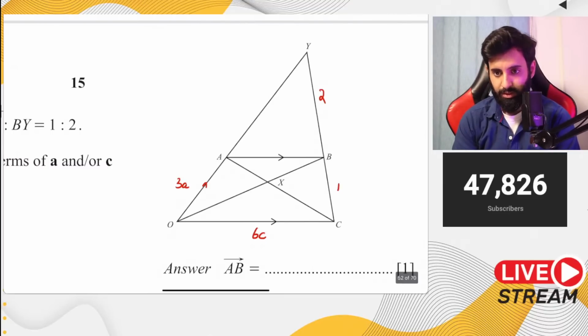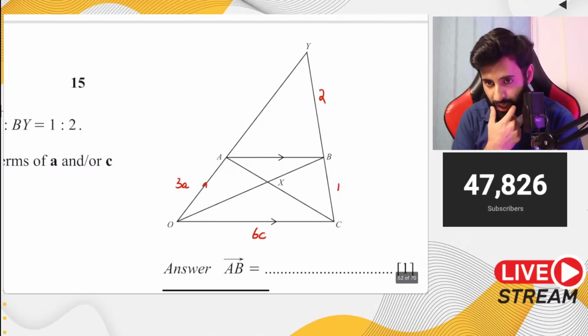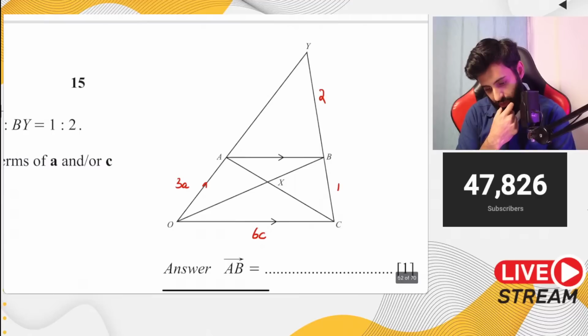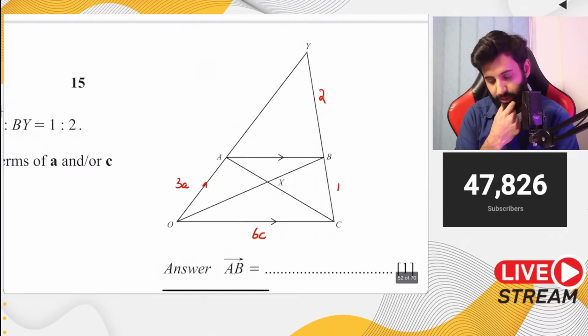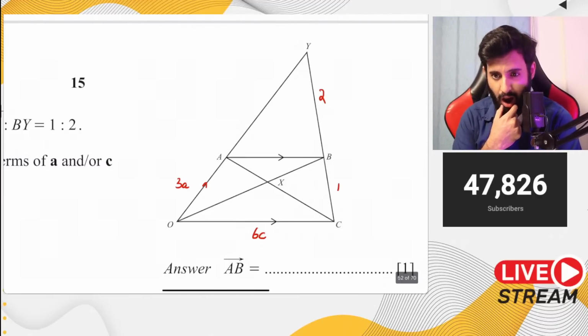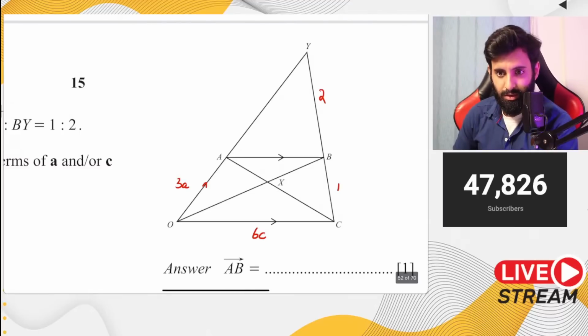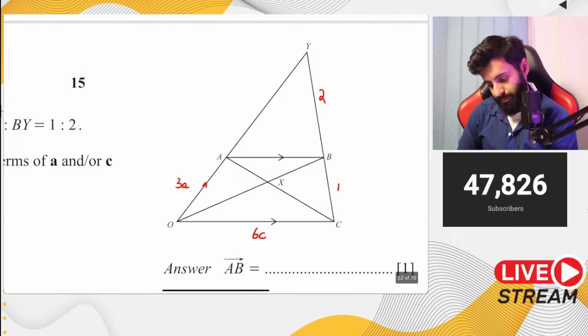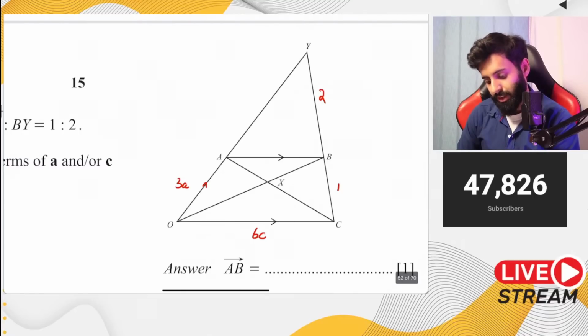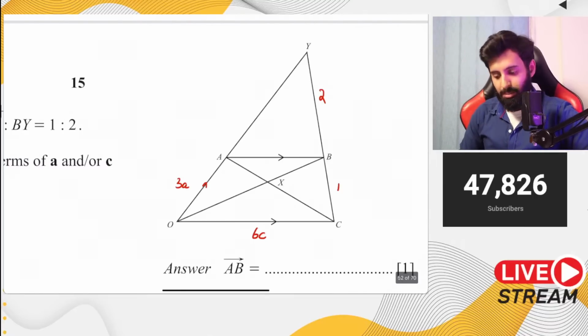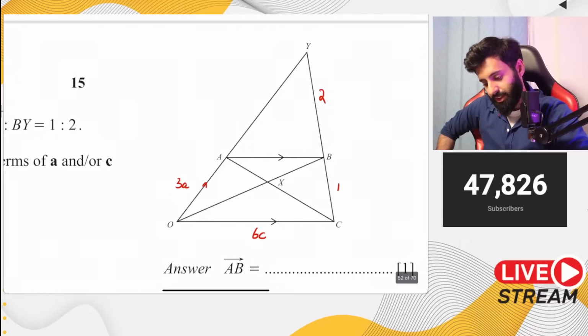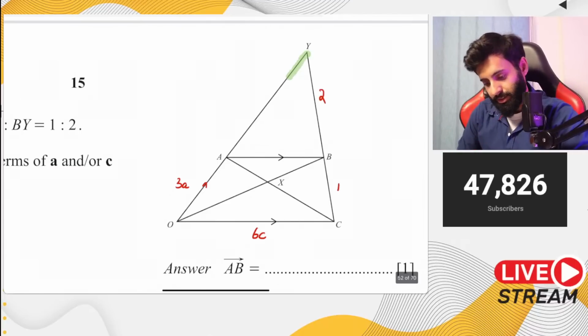AYB. What is AYB similar to? Not AOX and BOX. ABY and OCY. Yes, you're right, OCY. ABY and OCY. So basically, these are, now let me tell you.